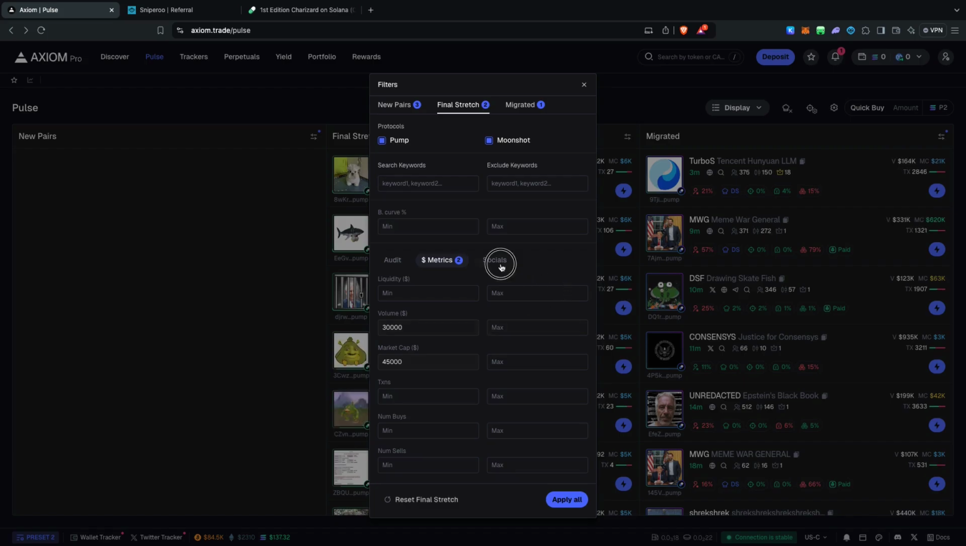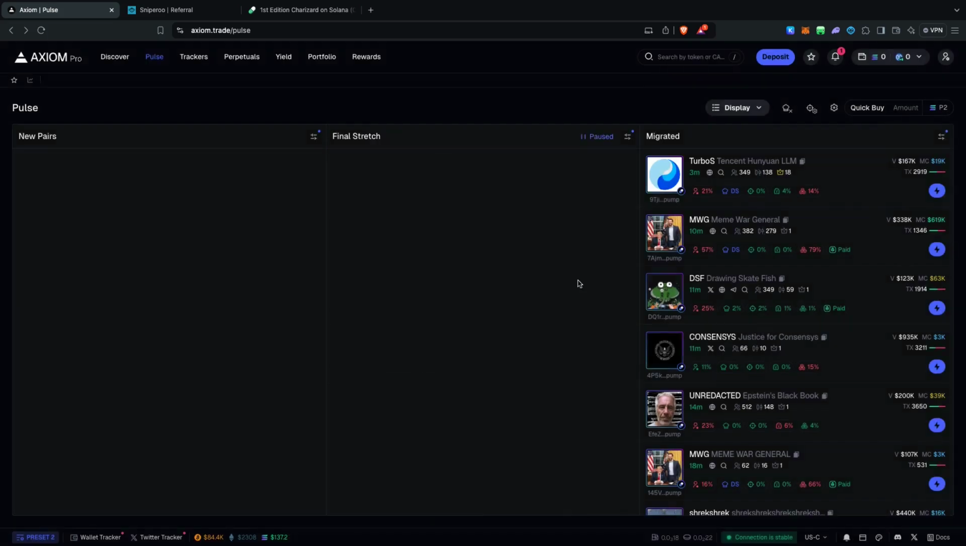Once you're done, obviously there's the social media, but personally, all I'm focusing on is high volume. When it comes to meme coin trading, focus on high volume, high momentum type of plays. That's it. Now let me apply everything. Once you do the application, probably your section is going to be pretty much empty because you're only going to be getting the creme de la creme. So whenever you see something popping up here, it's a potential money-making opportunity.